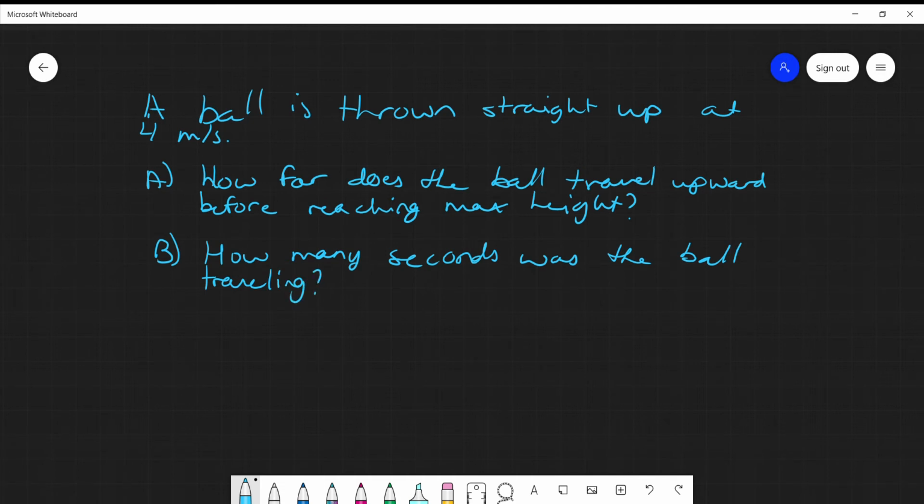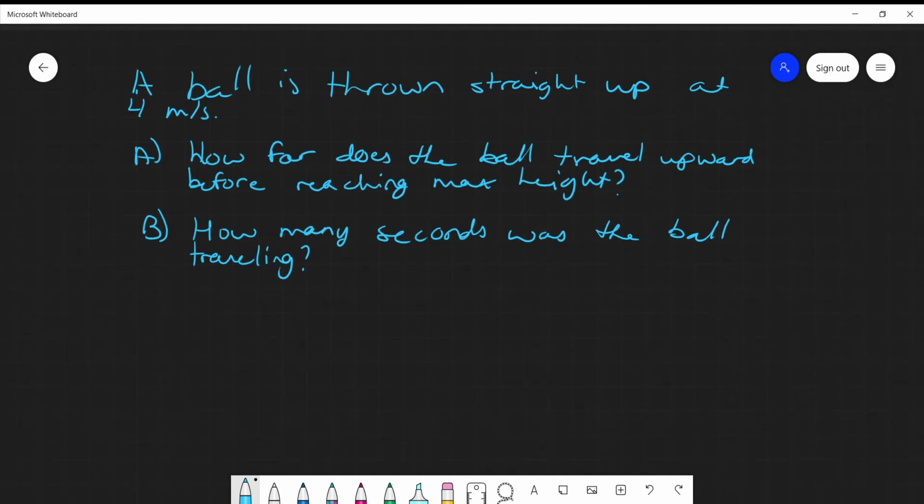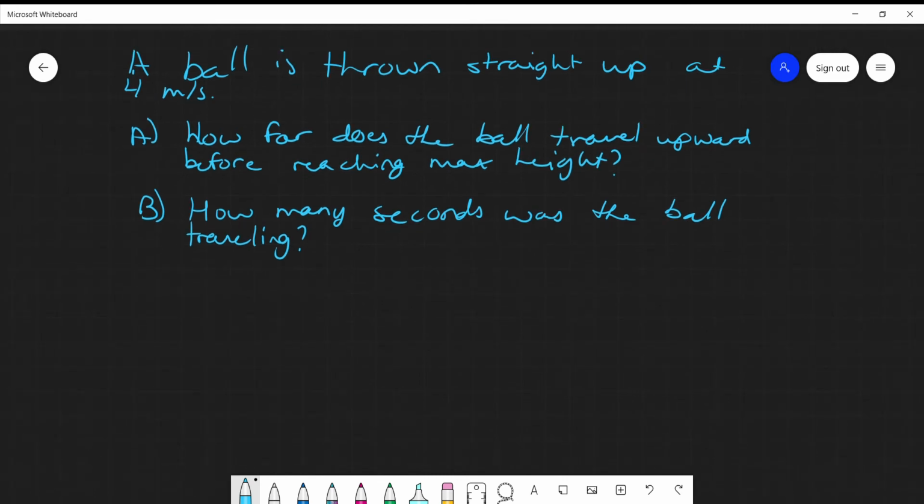Okay. So, the first thing we're going to do in this situation is draw a picture. So if our ball is right here, it's traveling upward at 3 meters per second. Okay, and then we have our coordinate system right here, like this. This is all we know. We're told in part A, we're asked to find how far does it travel before reaching max height.